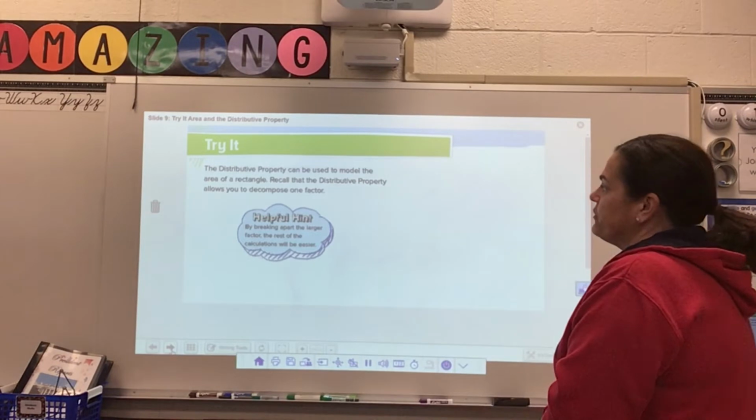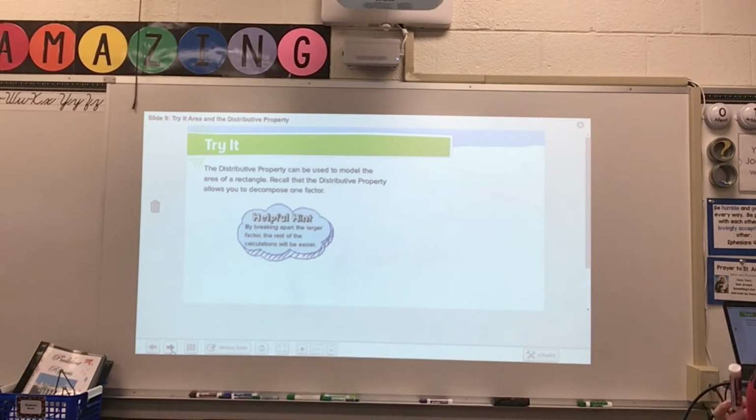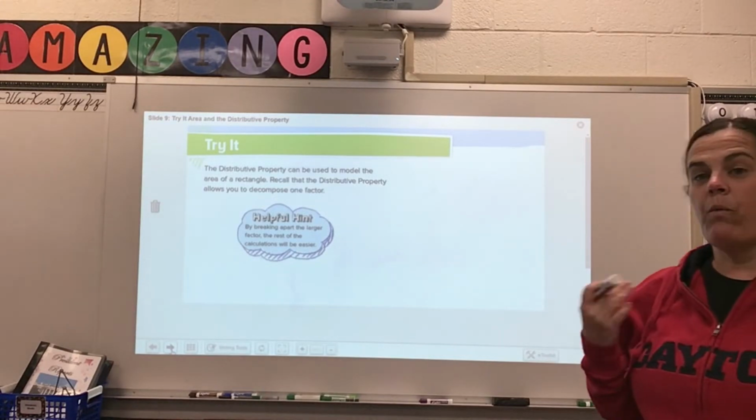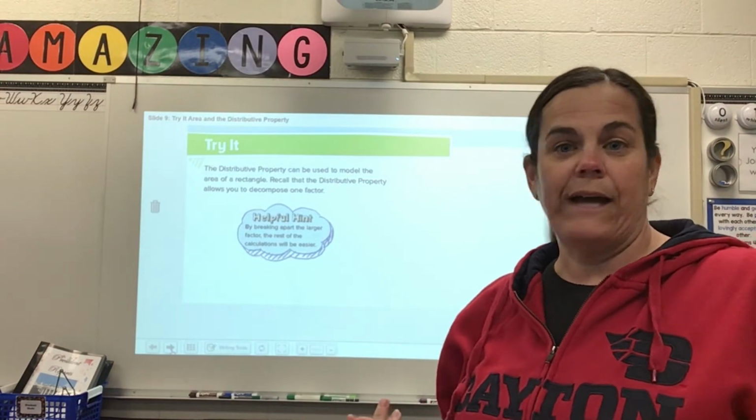So here it says that the distributive property can be used to model the area of a rectangle. Recall that the distributive property allows you to decompose one factor. And why that's helpful is because when you break apart that one factor, usually the larger factor, it's just going to make your calculations a lot easier.